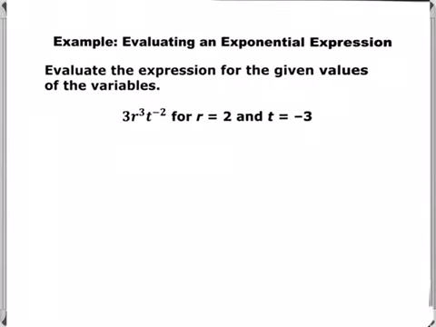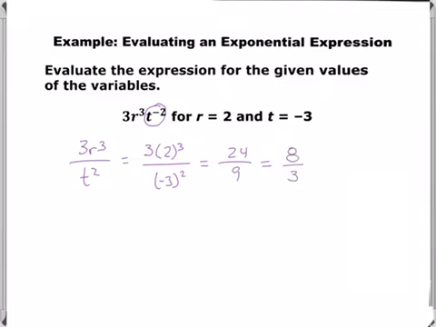Example 3, 3r to the third, t to the negative second. I'm going to have to move the t to the negative second to make the exponent positive. So I'm going to get 3r to the third over t squared. And so I plug in my values. So 3 times 2 to the third over negative 3 squared. I'm plugging in 2 for r and negative 3 for t, and I will just evaluate this as I see fit. So this is going to be 3 times 8, which is 24, over 9, which we can reduce down to 8/3. And that's my answer.